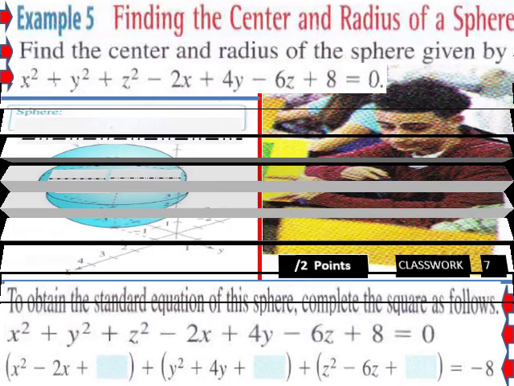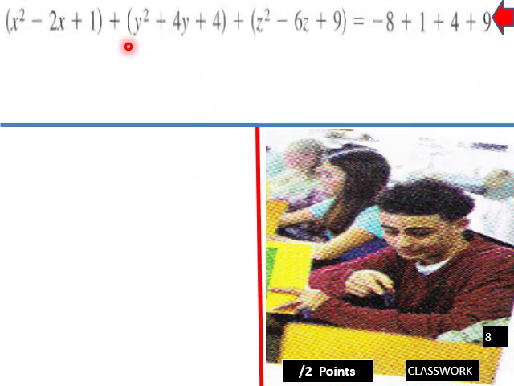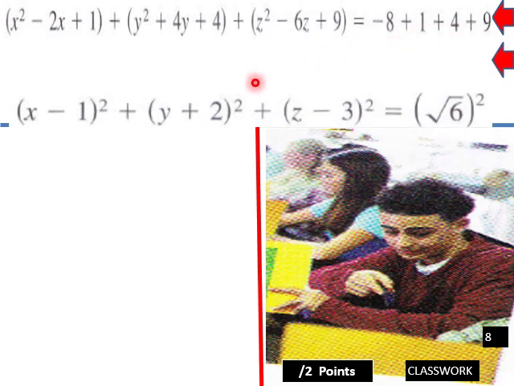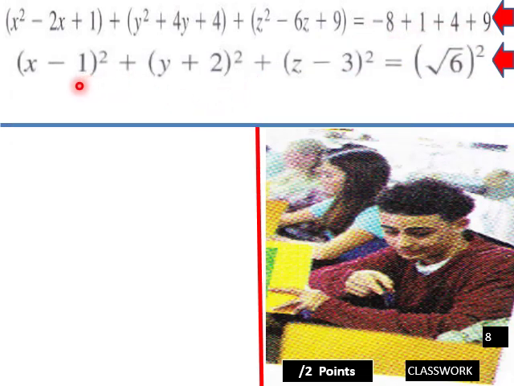So next, when we complete these out, (1/2 of 2) squared is 1, (1/2 of 4) squared is 4, and (1/2 of -6) squared is 9, and then we add those over to this other side as well. And then what we have now is this.